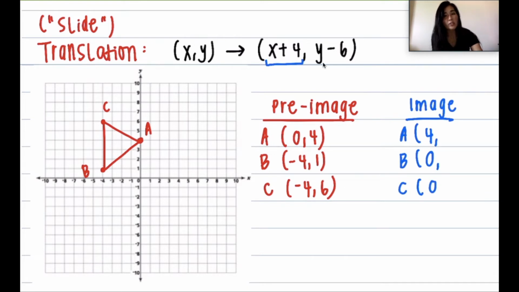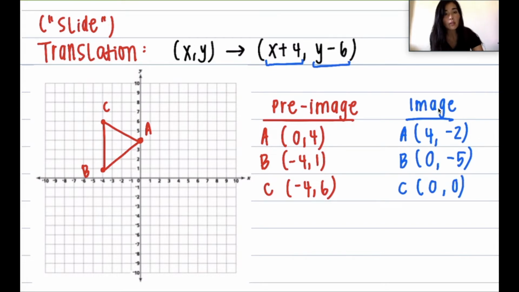All right, and so we're also going to do that for our y's. So notice the rule for the y's is to subtract 6. So in this case, I have y is 4, and I'm going to subtract 6 from it. So 4 minus 6 is going to be -2. B, same thing. I'm going to plug in 1. 1 minus 6 is going to be -5. And then same thing with the last point here. y is 6. 6 minus 6 is going to become 0.